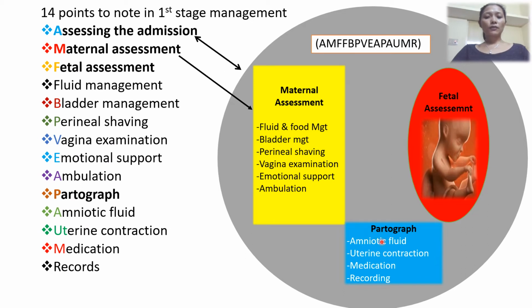In a PARTOGRAPH, usually there are four components that we will look into. There is the amniotic fluid color, and uterine contraction, which is also called the pain of the labor, and medication: what medication will be given in the first stage of labor, and recording. All these events should be recorded in the management of the first stage of labor.